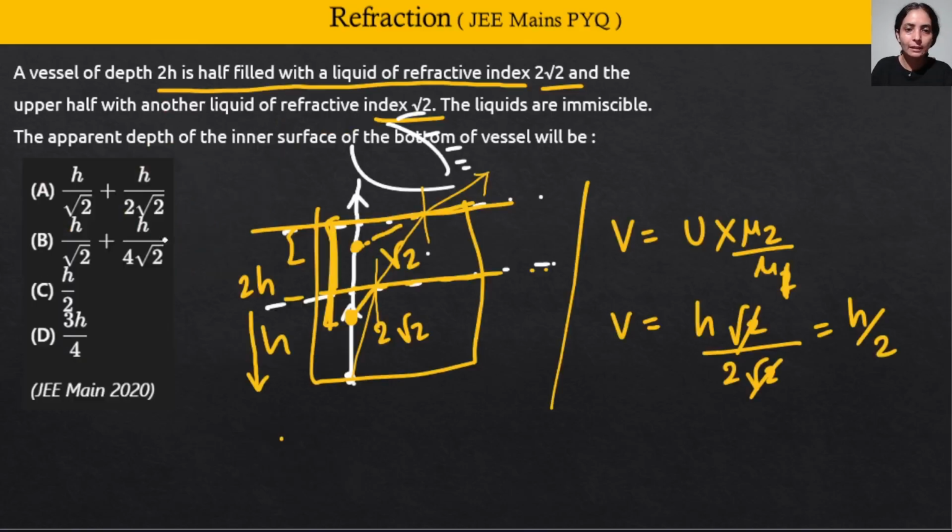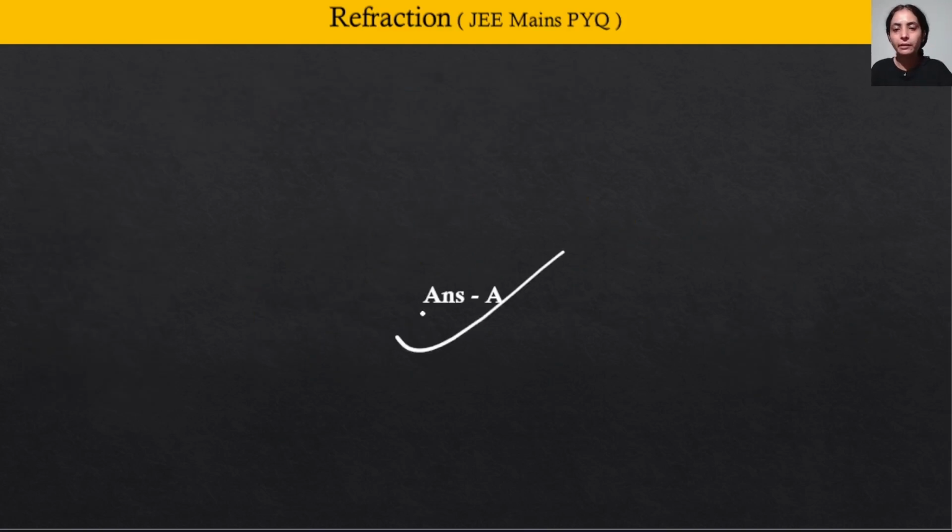Now look, how can we write this? So which one will be correct? This is not correct, this is not correct. Add this and see: take h by root 2 common, h by 2 plus 1. So actually 3h by 2 root 2. So A is the correct option. Then A will be correct. Now let us move ahead.